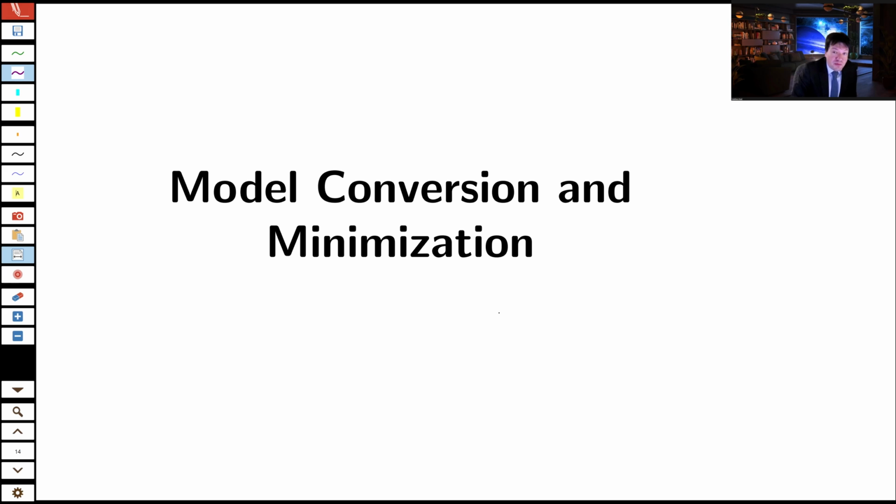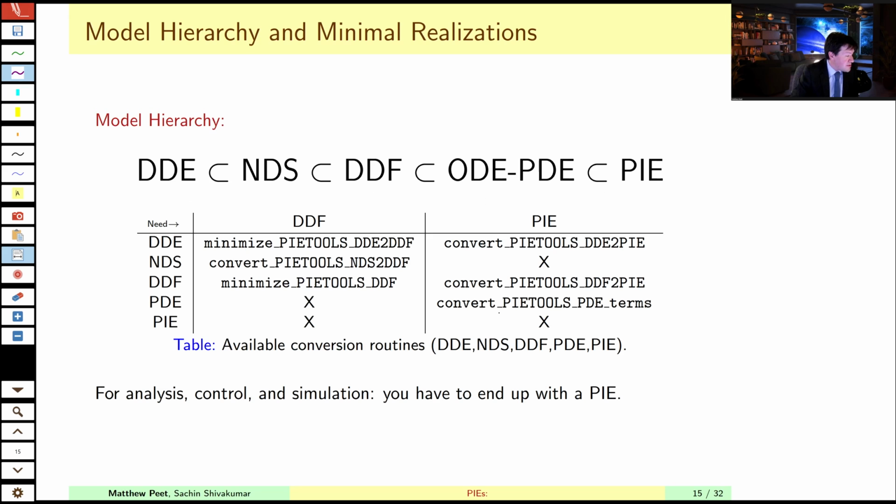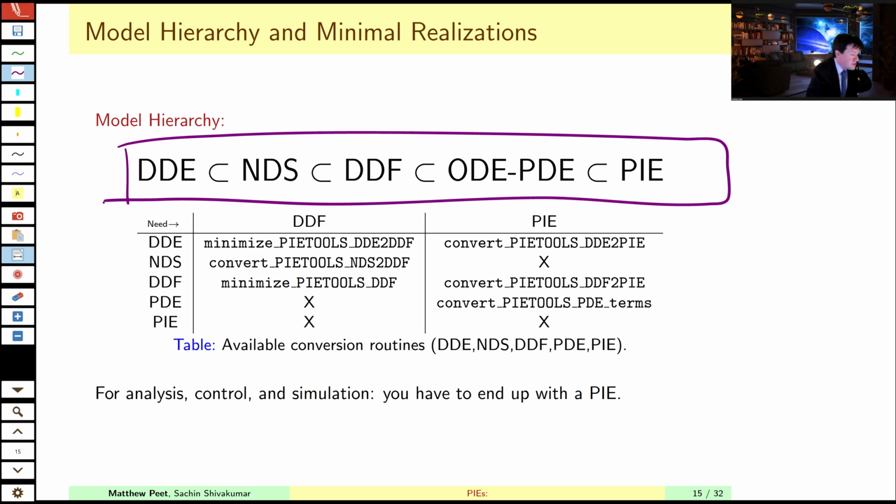So now that you've input your DDE, NDS, or DDF model, the time has come to convert it to a PI, or if you prefer, you can just convert it to some other format, but it's PIETOOLS, so we're going to focus on conversion to PIs. So how is that done? Well, as I said, there's a hierarchy to these models. So you can't, in general, convert a PI to a DDE. It's not possible, because it's a more general class.